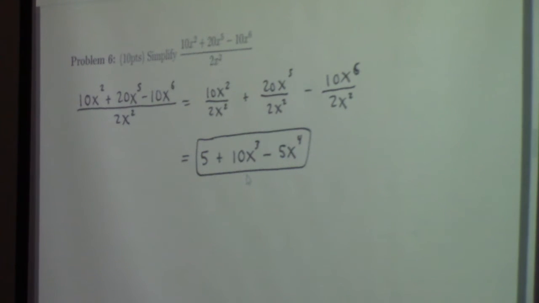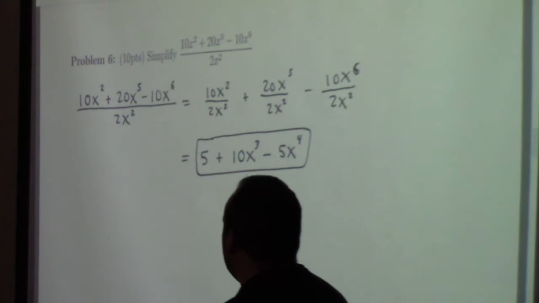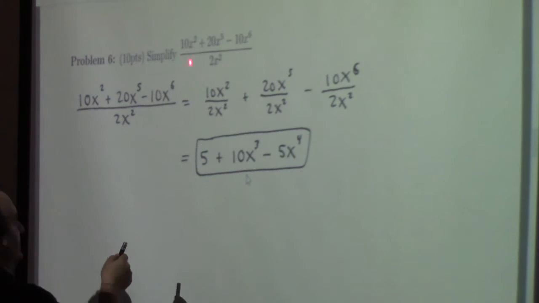So this one here, we have the sum in the numerator, so we can break it up into a sum of fractions. And then, again, I look for common things to cancel, like x squared with x squared, 10 over 2 is 5. X to the 5th over x squared is x cubed. X to the 6th over x squared is x to the 4th. And 10 over 2 is 5, 20 over 2 is 10.